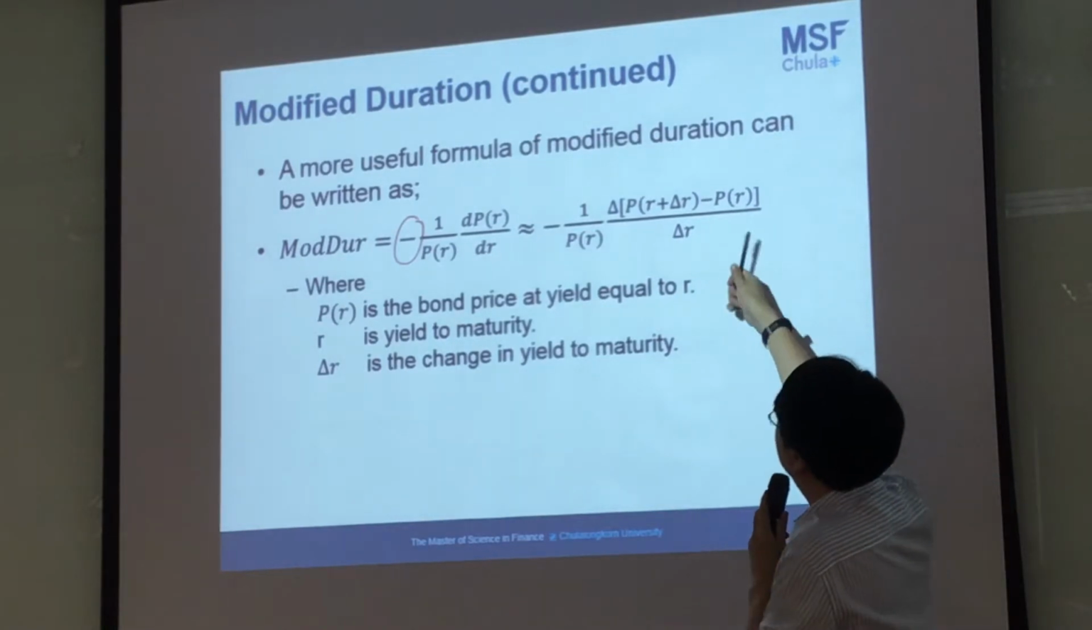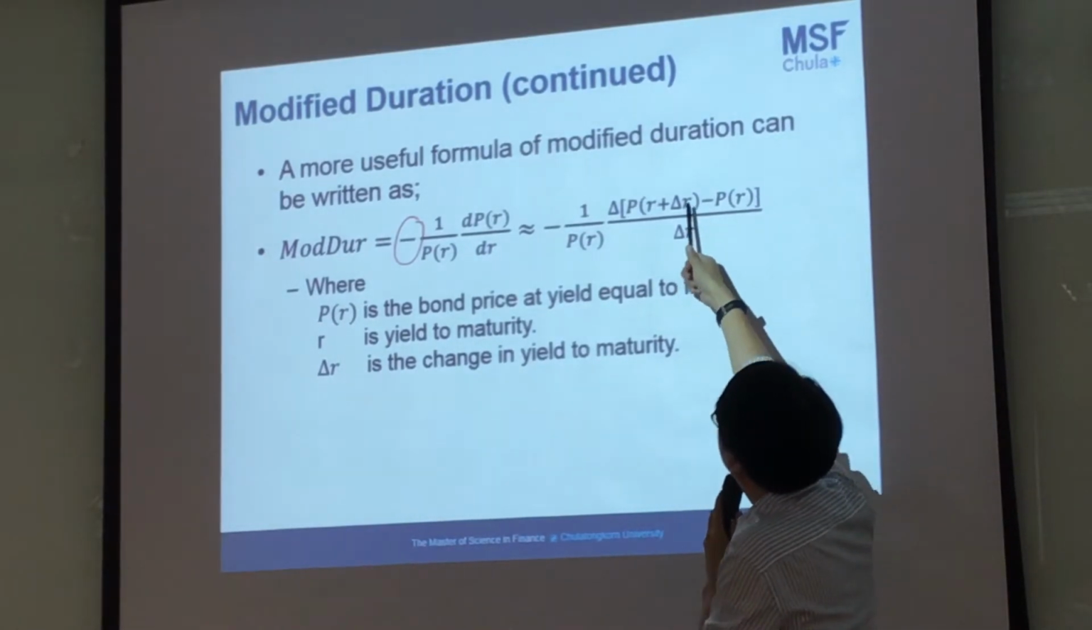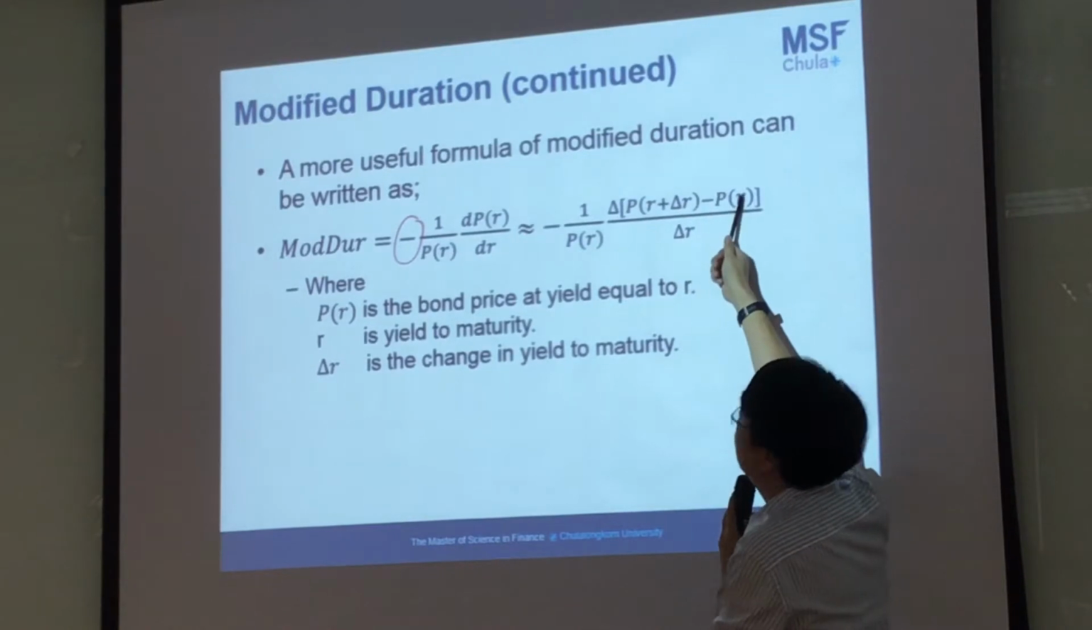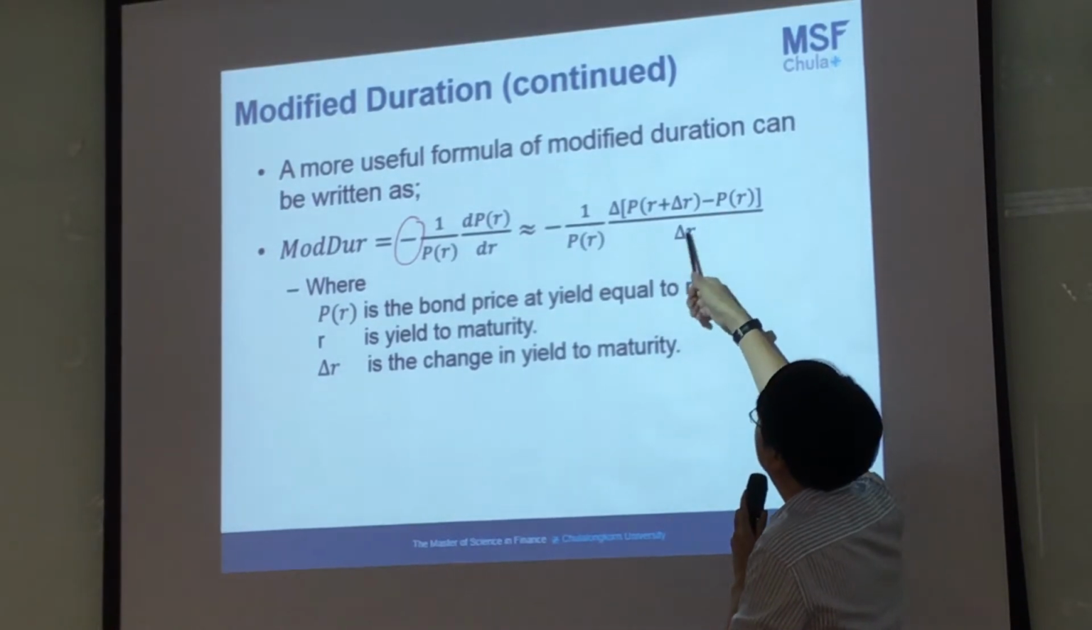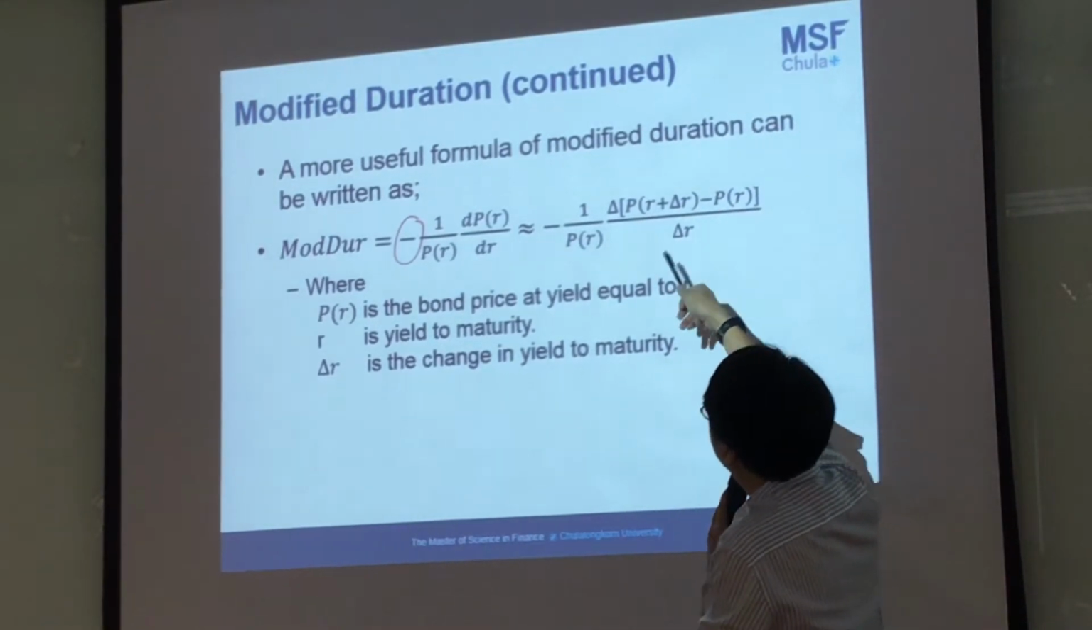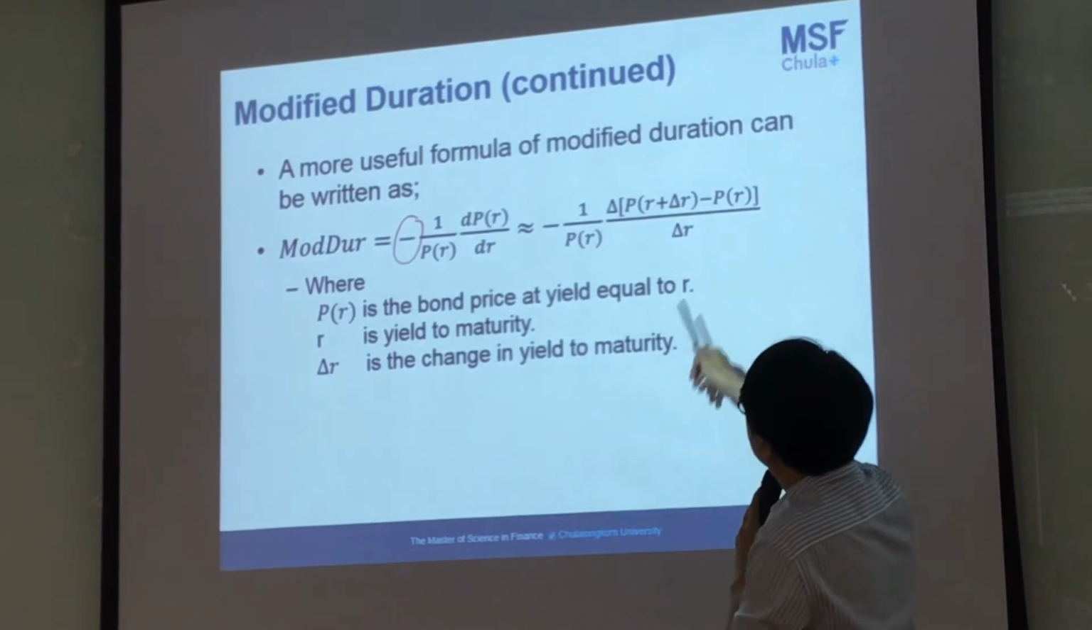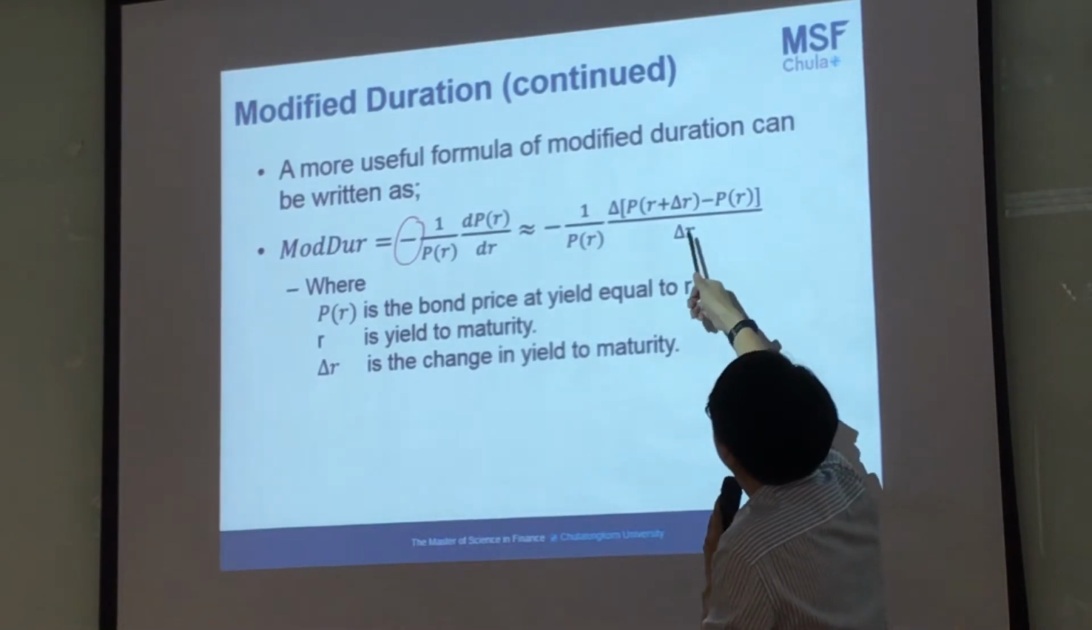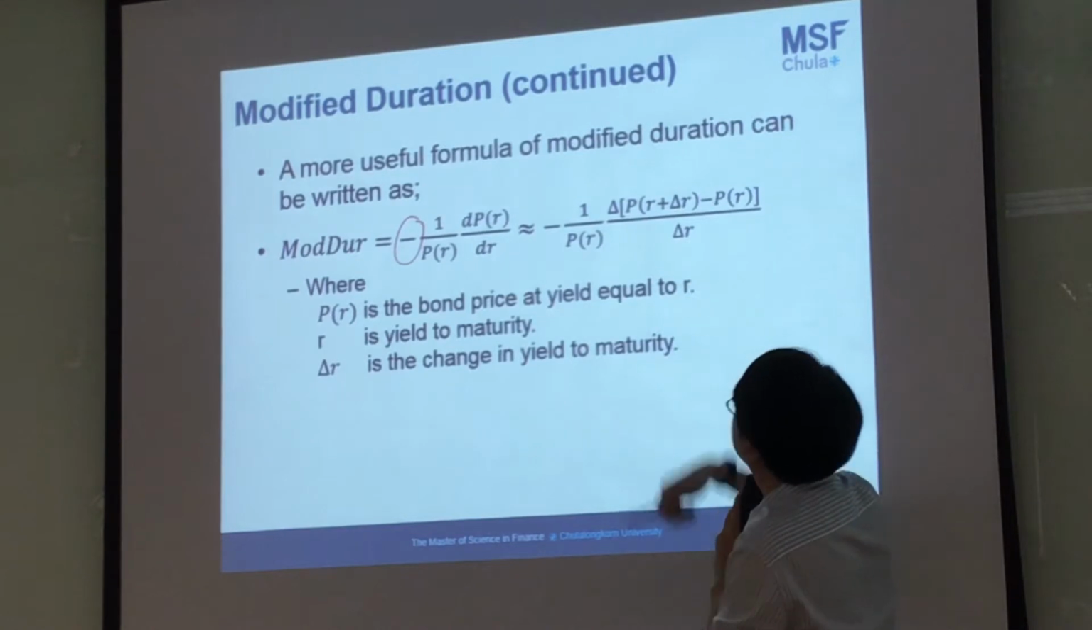You can see from this that if the yield increases, this term will be lower than this term, right? And eventually that will have the effect: yield increase, bond price decrease, right?